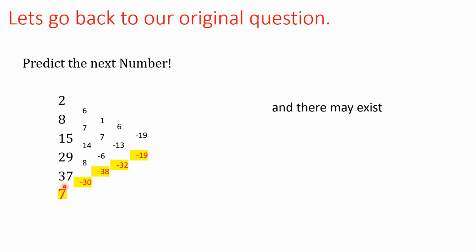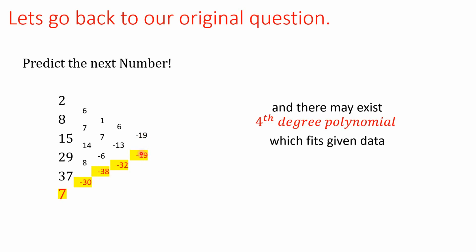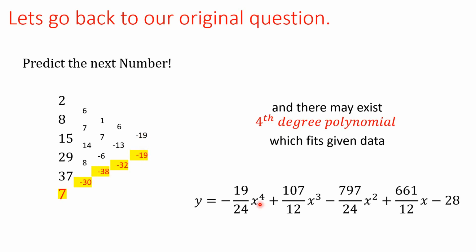And what is the polynomial which fits given data? So that has to be a 4th degree polynomial, right? Because we got the 4th difference as constant. So there must exist a 4th degree polynomial, alright? And which is this. It is not so good a polynomial, right? We have so many fraction numbers here. But you can verify this. This polynomial fits given data.